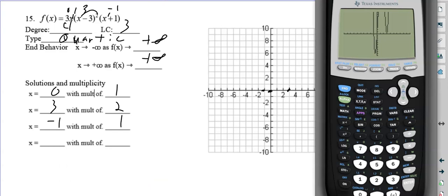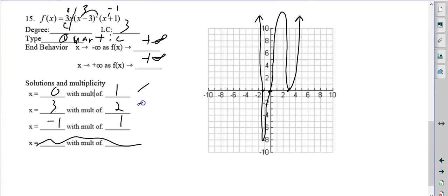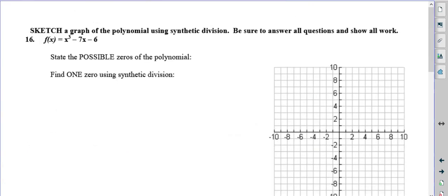So when we go to graph this, obviously it's coming from up here. It looks like it's going somewhere down there, somewhere up here, and bouncing. Again, it does not have to be a work of art. Okay, we don't need this because we have our 1, 2, 3, 4. All right, number 16. Almost through.